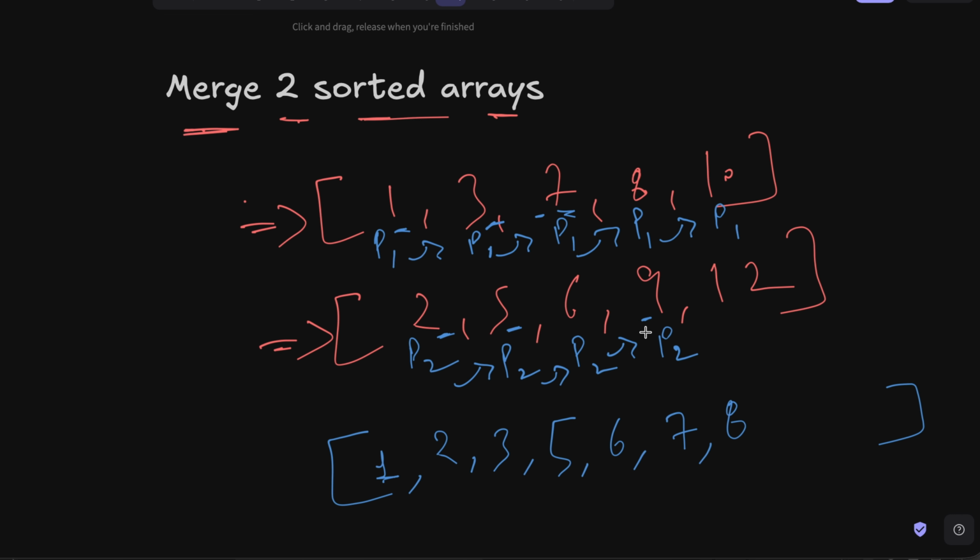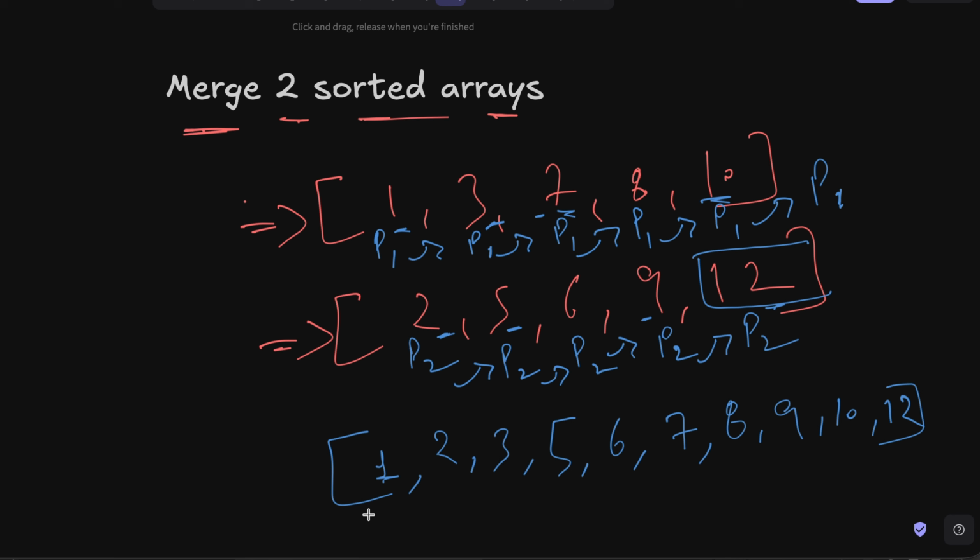Which one is smaller now, 9 or 10? Well, 9. So we will take 9 and we will shift P2 to the next element, that is 12. Which one is smaller now, 10 or 12? It is clearly 10. So we will take 10 and we will shift the P1 to the next element. It is out of bound. We will stop the loop and we will take all the remaining elements in the other array. We will place them in the final array.